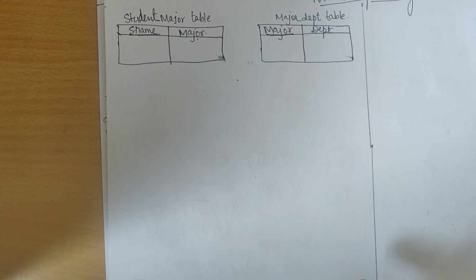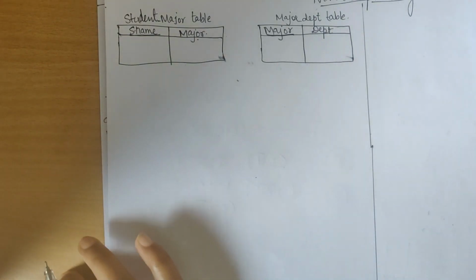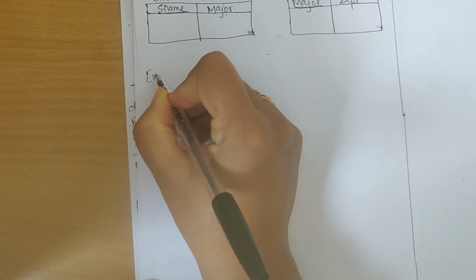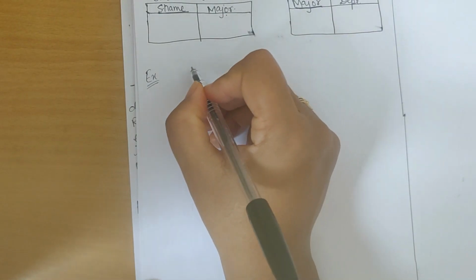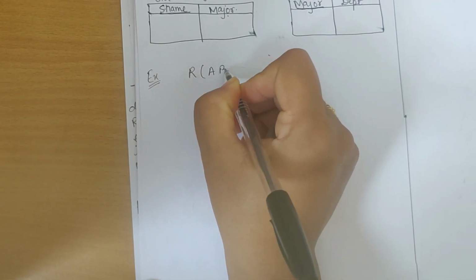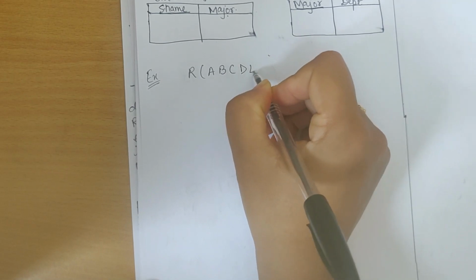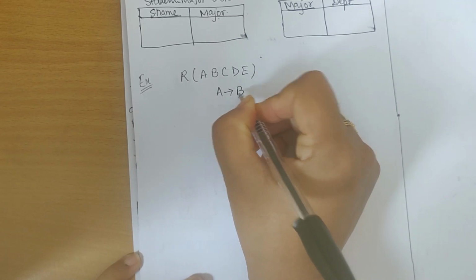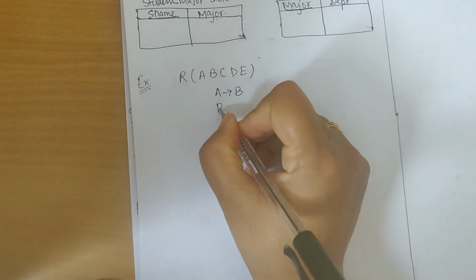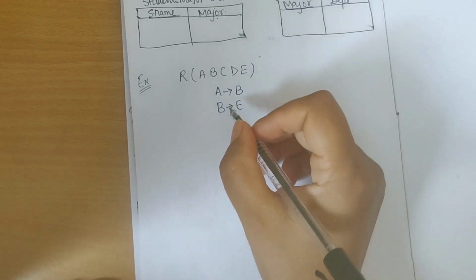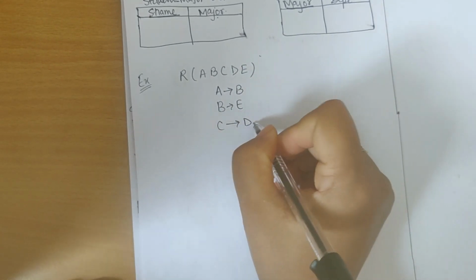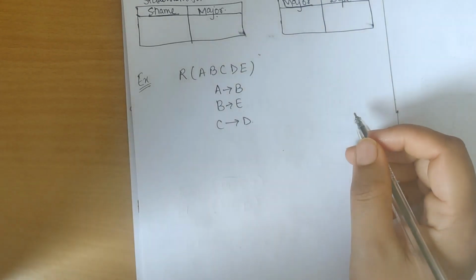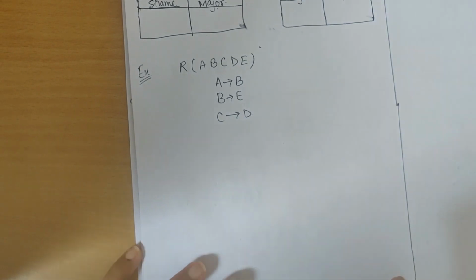Okay, now let's see one more example and find out whether it is in 3rd NF or not. So here, for example, I have a relation R with attributes A, B, C, D and E. Now the dependencies are something like this: A determines B, B determines E and C determines D. Now first what do we have to do? We have to find out the candidate key. How to find out the candidate key? Find out who is the director of the show.